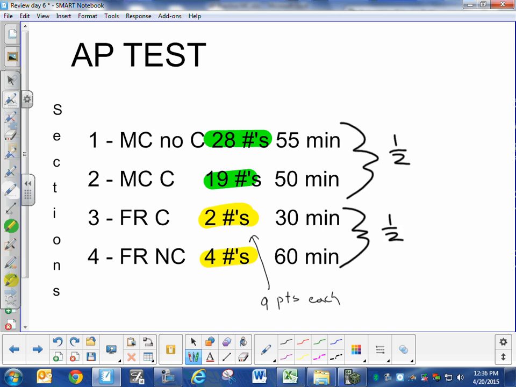Don't ask me why they chose 9. But for 9 points each, with 6 questions, that's 54 possible points. Okay? That's the free response.